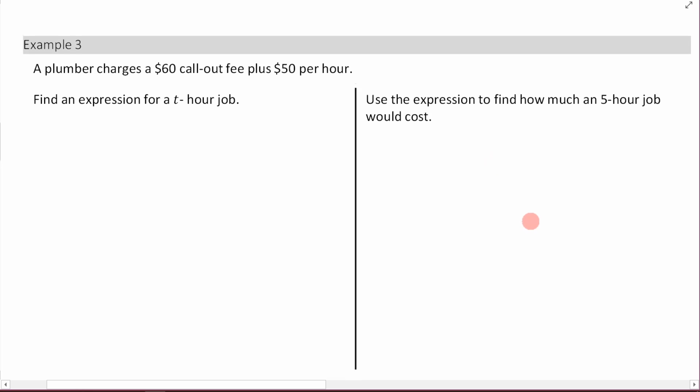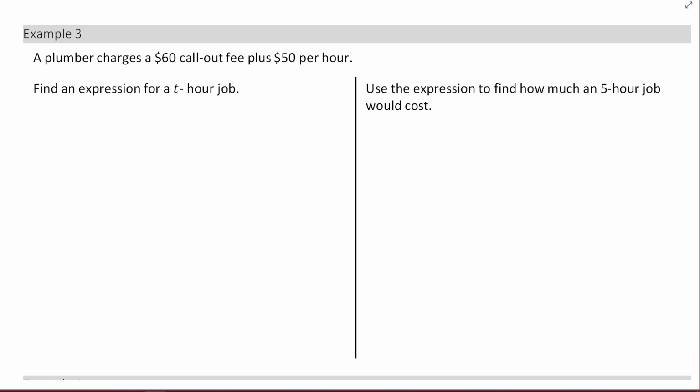Here we have example 3, which says, and let me get my highlighter out, a plumber charges a $60 call-out fee plus $50 per hour. We need to write an expression for a T-hour job. Now, a $60 call-out fee. That means it costs $60 just for the plumber to turn up. No work, just to come to your place. It costs $60, a $60 call-out fee.